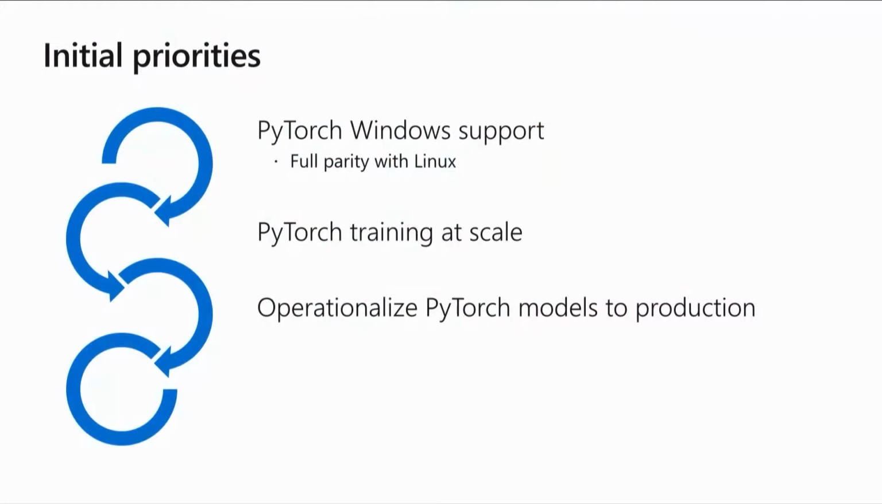So here is a list of the initial priorities for the team. First, we want to build a very good Windows release. That means it's going to be full parity with Linux in terms of performance and also functionality. The second thing is we want to work very hard to scale PyTorch training. And the third thing is operationalizing PyTorch models in production. So I'll briefly talk about the second and the third.